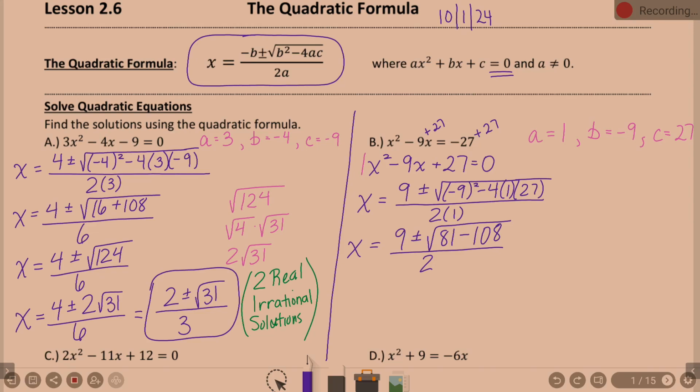Are we seeing where we might be using calculators more in this lesson? Don't make careless mistakes then. 81 minus 108. Say I got negative something, all over 2. So 9 plus or minus the square root of negative 27 all over 2.